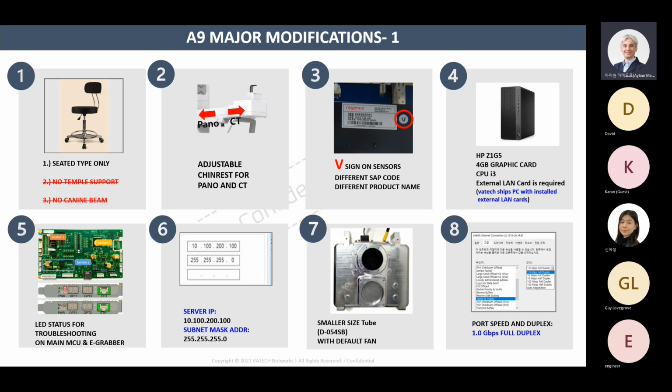And during the installation, I will explain about this later. You will need to select 1 Gbps in full duplex. It's very important in order to provide better speed of image transmission. So all these issues, this one in 8 and this one mentioned in 5, I will show you in more detail later on the slides.